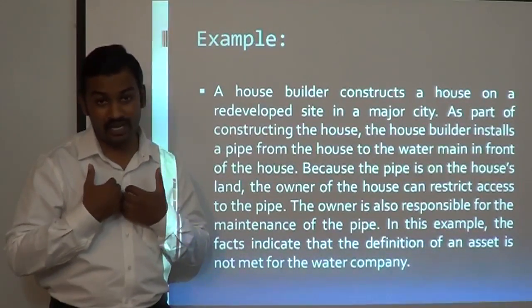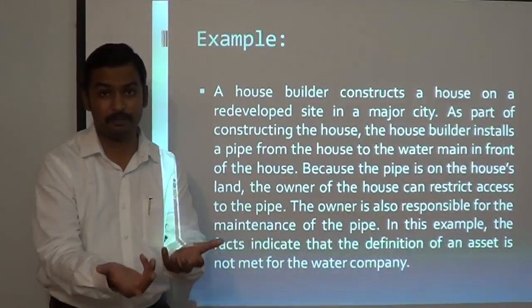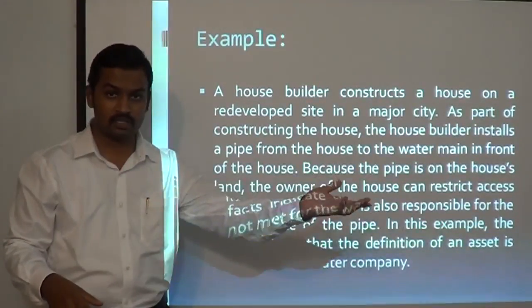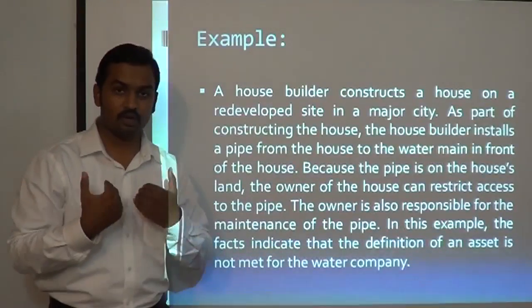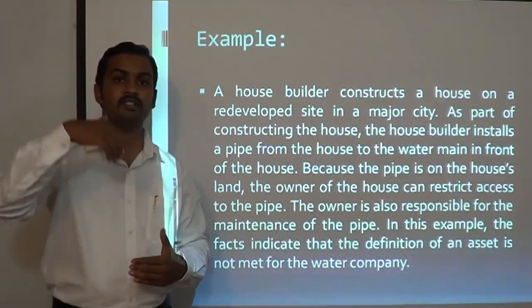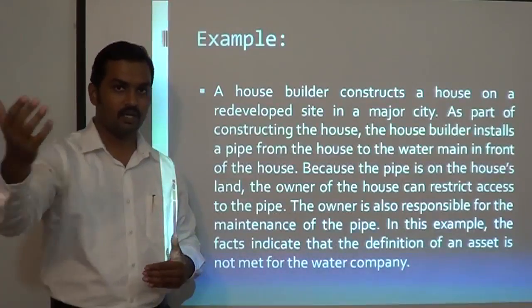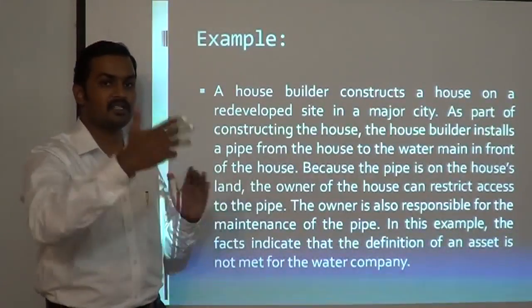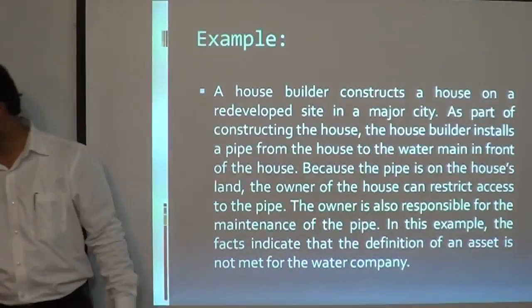And the owner has to spend money for getting the pipe repaired, and the water company cannot use this pipe to provide goods and services to others. In such cases, the pipe is in the control of the owner of the house, hence it cannot be considered as an asset of the water supply company. So control definition is not met in this case. The water company cannot show the pipe as an asset in its books of account. Okay.